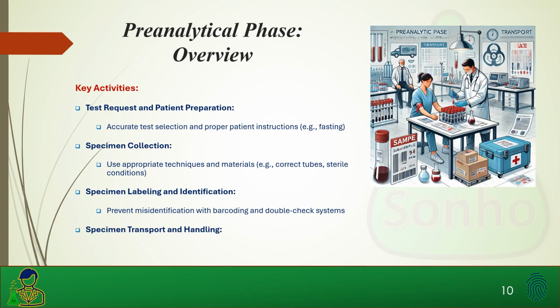And specimen transport and handling. Maintain the integrity through proper temperature, timing, and handling protocols. Every sample has some kind of stability. There's transport stability, and then there's overall collection time stability. Sometimes samples are sent through FedEx. They're mailed to locations. They have longer stability. Blood has very low stability.